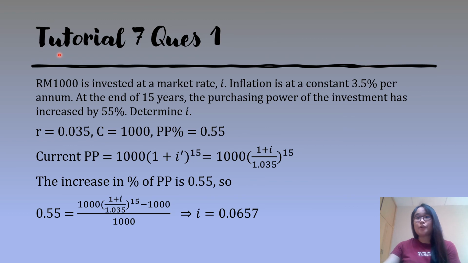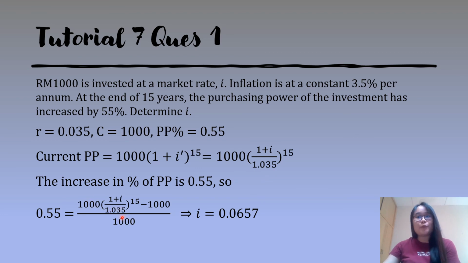Okay, let's discuss the last question, tutorial 7, question 1. C equals 1,000 ringgit invested at a market rate I. Inflation is 3.5%, and at the end of 15 years, the purchasing power has increased by 55%. Determine I. To calculate current PP, we need to use the real rate. So 1000 times 1 plus I prime to the power 15, because it's 15 years in the future. 1 plus I prime equals 1 plus I divided by 1 plus R, and 1 plus R is 1.035.